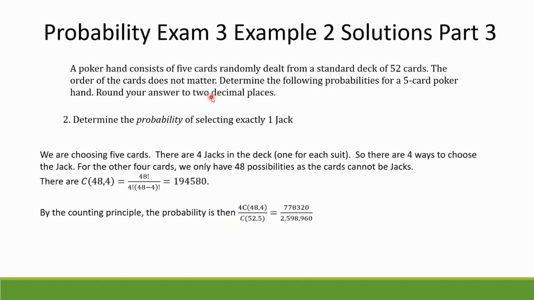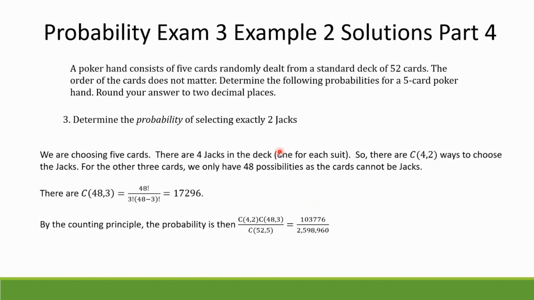Because again, in the same scenario, we want to know how many possible ways you can get a poker hand, which is 5 cards, from 52 cards. We don't care about order and it's without replacement. So this is our probability. Okay. So that's for 1 jack. And for 2 jacks, it's actually very similar.